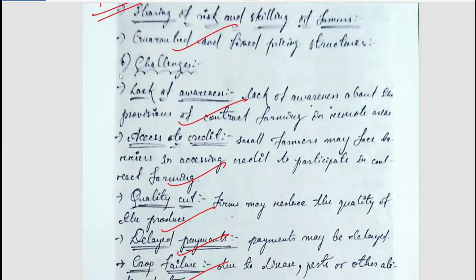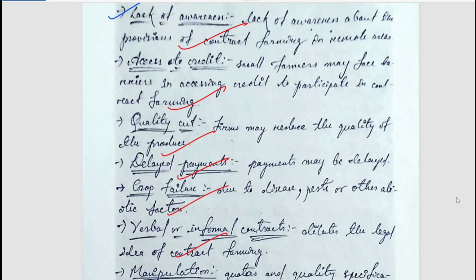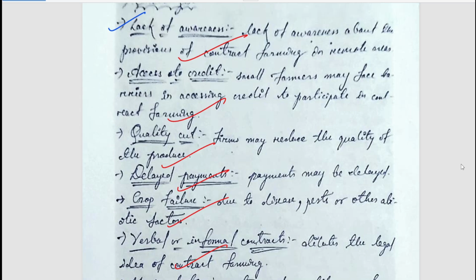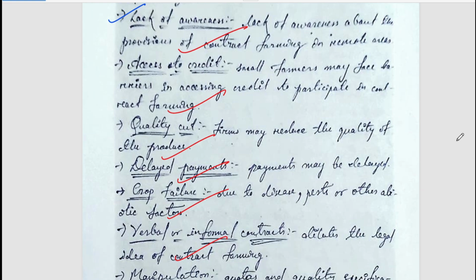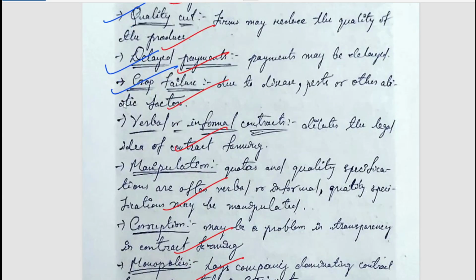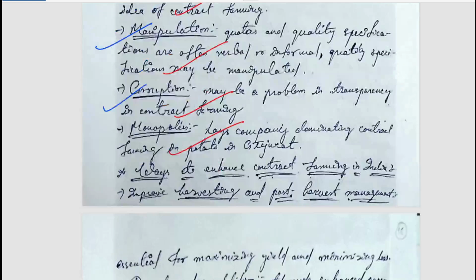Now, what are the challenges? Lack of awareness. Obviously, most farmers are not willing to go into contracts due to certain kinds of future hindrances, such as the contract often not being fulfilled properly. There are some legal issues. Recently we saw how a big food company was in a dispute about the seed it provided to farmers, in the Supreme Court, although the ruling was in favour of the farmers, that they can plant the seed for their own use also. So that kind of case was there. You can refer to this case in detail on Google. Other challenges are access to credit, quality cuts, delayed payments, crop failures, and verbal or informal contracts where farmers are exploited, manipulation, and corruption. These are well written points. You can simply pause and read them.